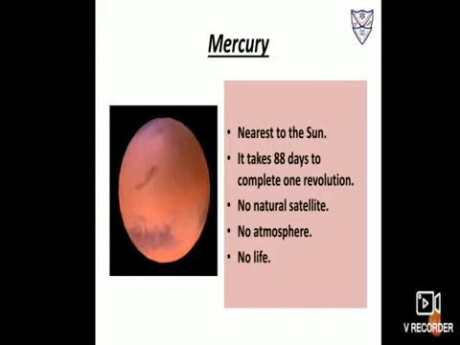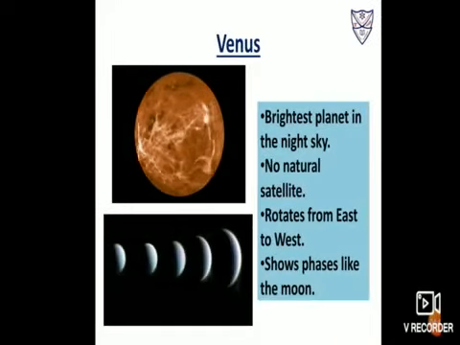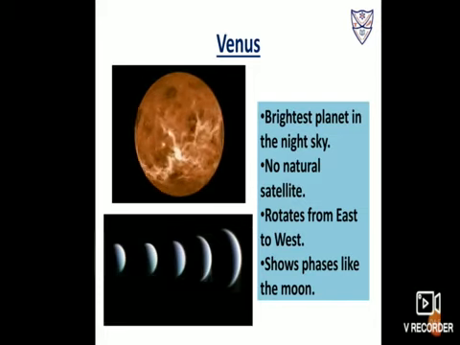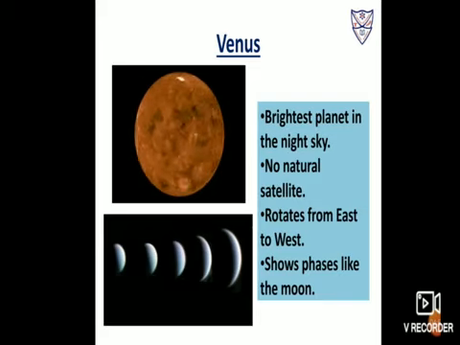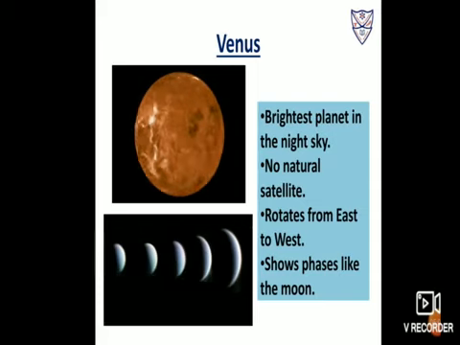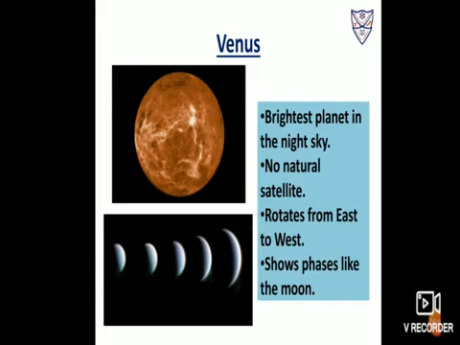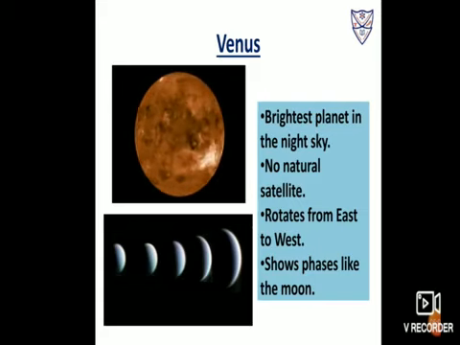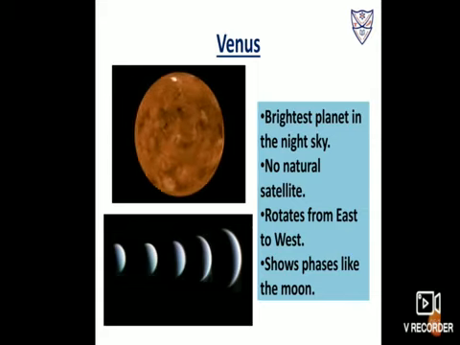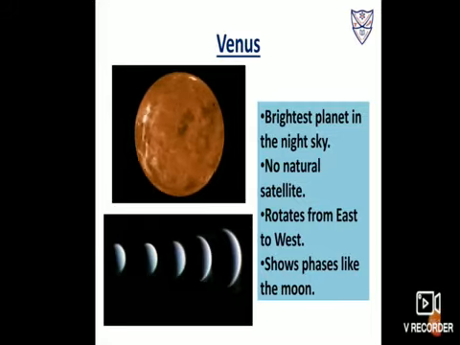Next is Venus. Venus is the brightest planet in the night sky, and it is the Earth's nearest planetary neighbor. It has no natural satellite, and just like Mercury, it is also visible before sunrise in the eastern sky and after sunset in the western sky. Unlike Earth, it rotates from east to west. Venus also shows phases just like the Moon. You can see this in this image.